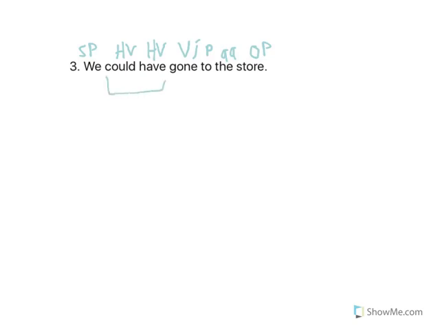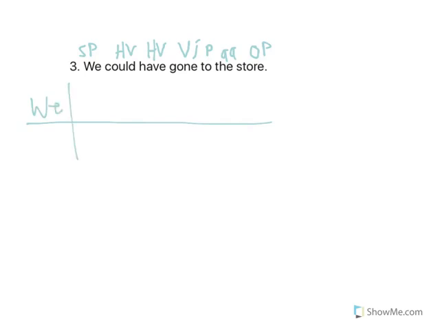Could have, these are verbs called helping verbs, and we know this because they're helping another verb, in this case, gone, to express the thought of the sentence completely and correctly. Or else it would just say, we gone to the store, and obviously that doesn't make any sense. So we need the words could have to make the sentence make grammatical sense and to explain the context of the sentence.